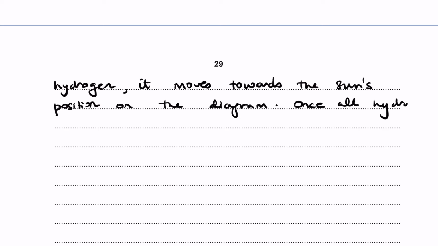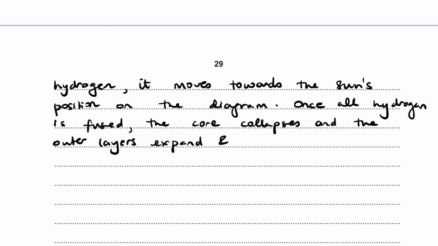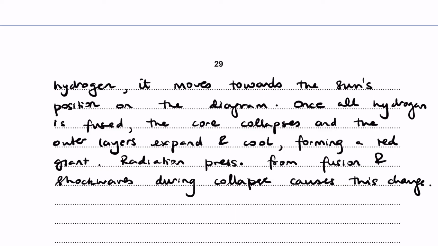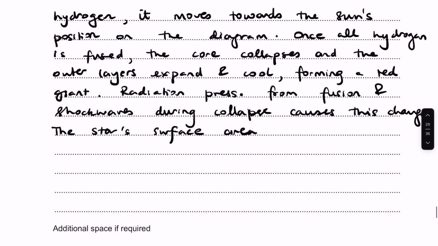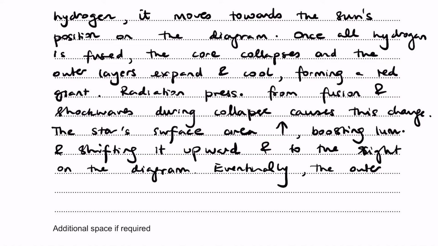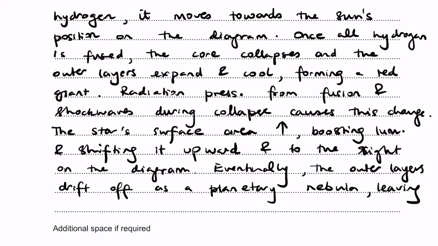And once all the hydrogen is fused, the core collapses and the outer layers expand and cool, forming a red giant. Now, the radiation pressure from fusion and shock waves during collapse causes this change. And the star's surface area will now increase, boosting the luminosity and shifting it upwards and to the right on the diagram. And eventually, the outer layers will drift off as planetary nebula, leaving behind a blue dwarf that cools down into a black dwarf.